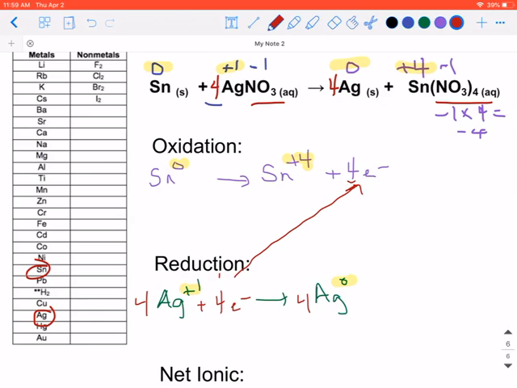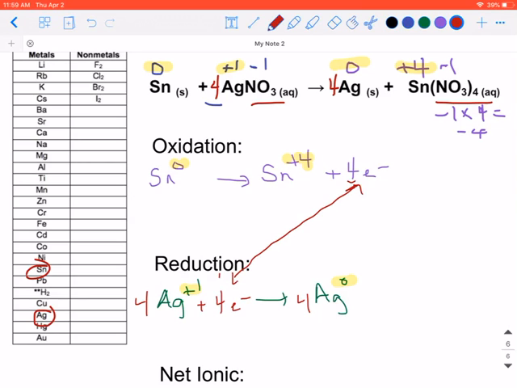because a silver ion going from +1 to a neutral silver atom is happening 4 times. So +1 to 0, 4 times. That gives me 4 total electrons being transferred. So now our number of electrons lost and gained are equal.